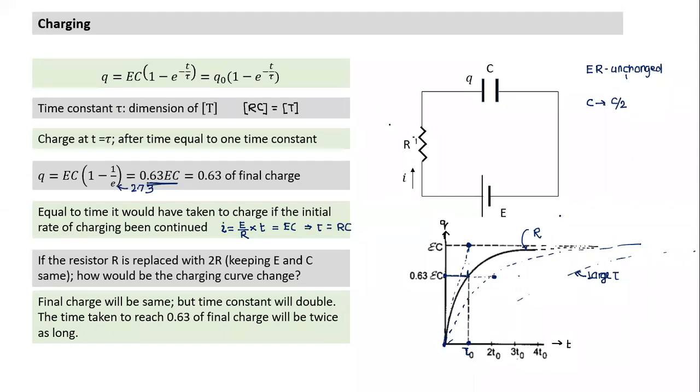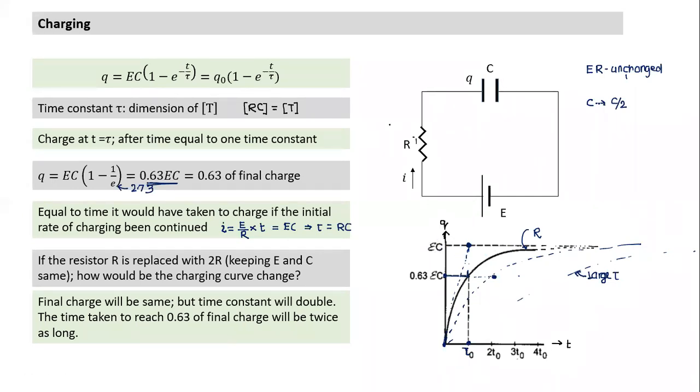It will take less time to charge. That's the only thing that comes to your mind. What else? What else will happen in the curve? There's the initial slope, there's a final charge, the shape of the curve. It will move to the left. First of all, will the curve reach the same value of y or a different value of y? Different value. Yes, different values. Why?